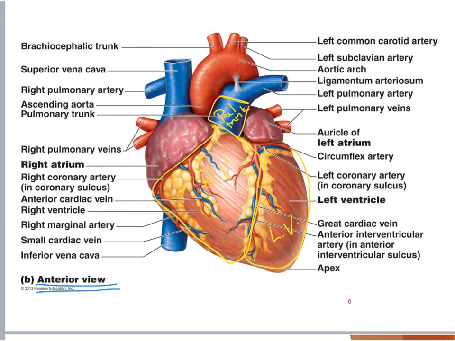As soon as it divides, we have the left pulmonary artery and the right pulmonary artery. And then exiting the left ventricle, here we have the aorta. And it's going to give off these branches here, and they're going to carry blood to the rest of the body.